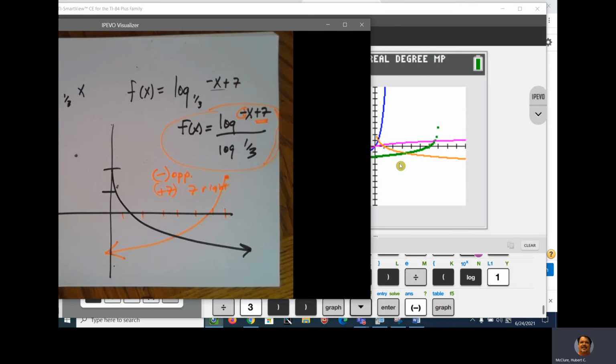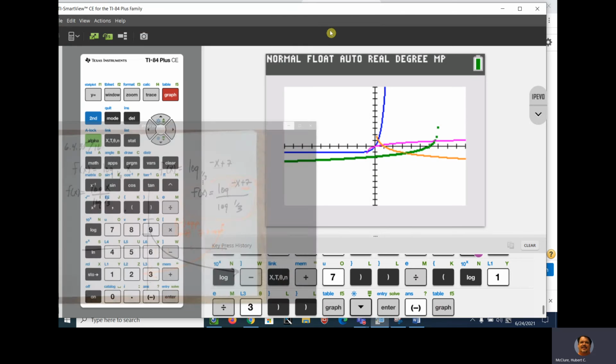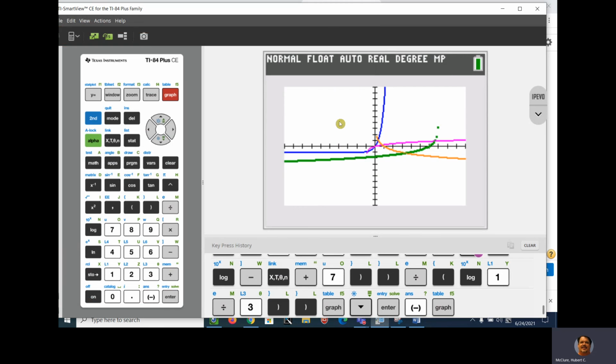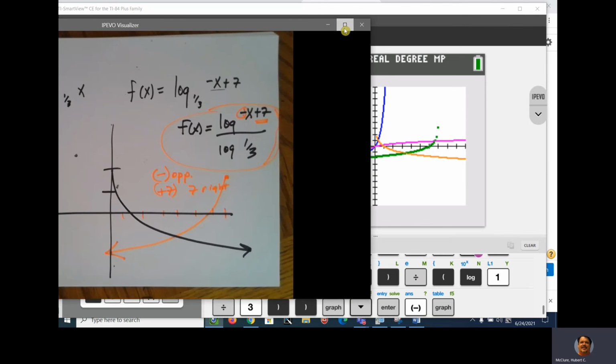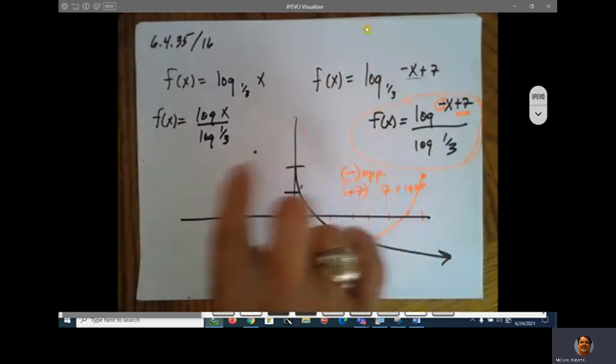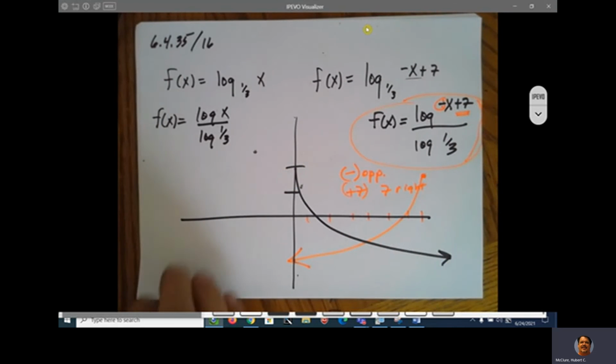So you can do it on the calculator, or you can do it by, you know, like I just did it. However you want to do it, that's up to you. That's a good graphing question. I like that as a test question because you can do it on a graphing calculator, or you can do it right here by hand. Either way, you can do it. Next question.